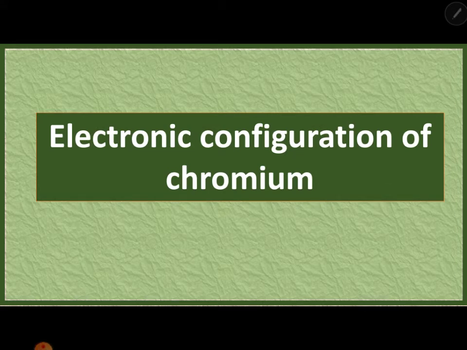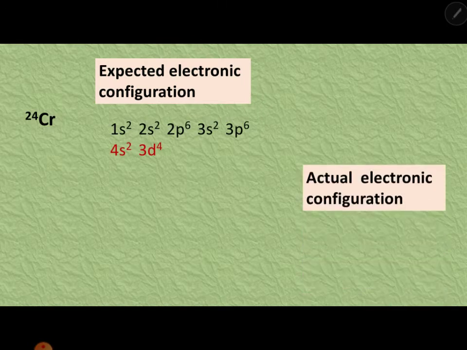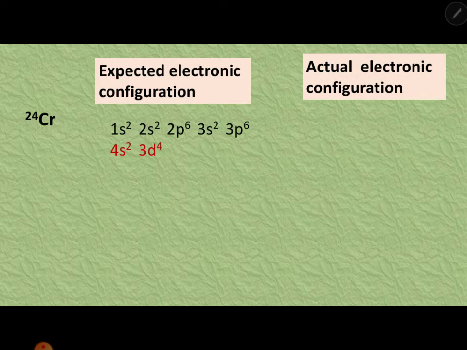Electronic configuration of chromium is different from its expected electronic configuration. Atomic number of chromium is 24. This is the expected electronic configuration of chromium, based on the Aufbau principle. And this is the actual electronic configuration of chromium, based on experimental results.